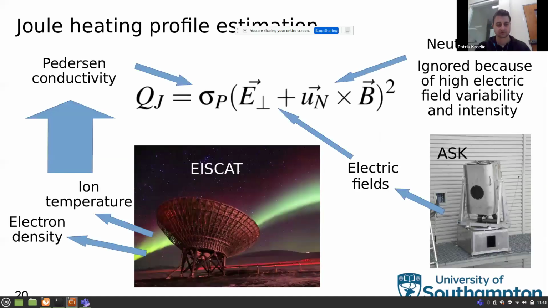So this is the formula for the Joule heating. We have Pedersen conductivity, electric fields, and neutral wind. For now, we are ignoring neutral wind because it usually takes a couple of minutes to 10 minutes, or even half an hour, to respond. But we are observing events which are a few seconds, 4 to 5 seconds, so we are basically ignoring the neutral winds for that reason. We are calculating electric fields using ASK, and also measuring ion temperature and electron density using ISCAT, and using those to calculate the Pedersen conductivity.